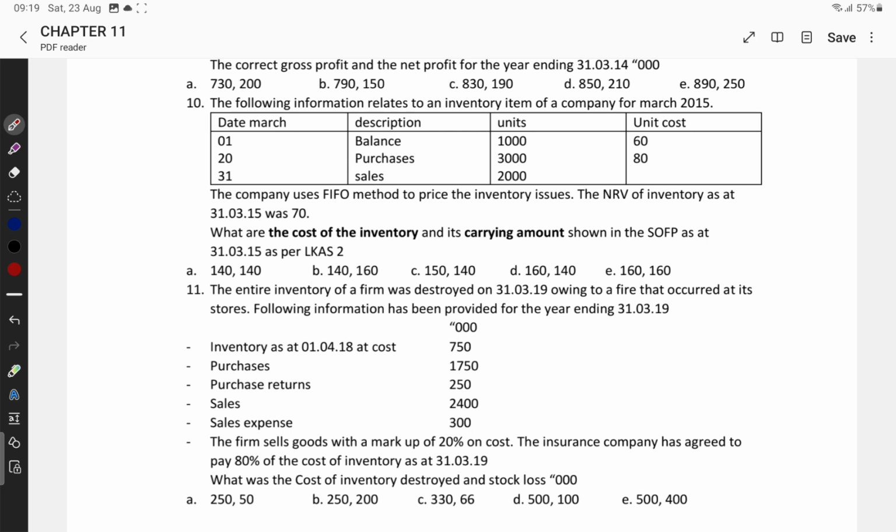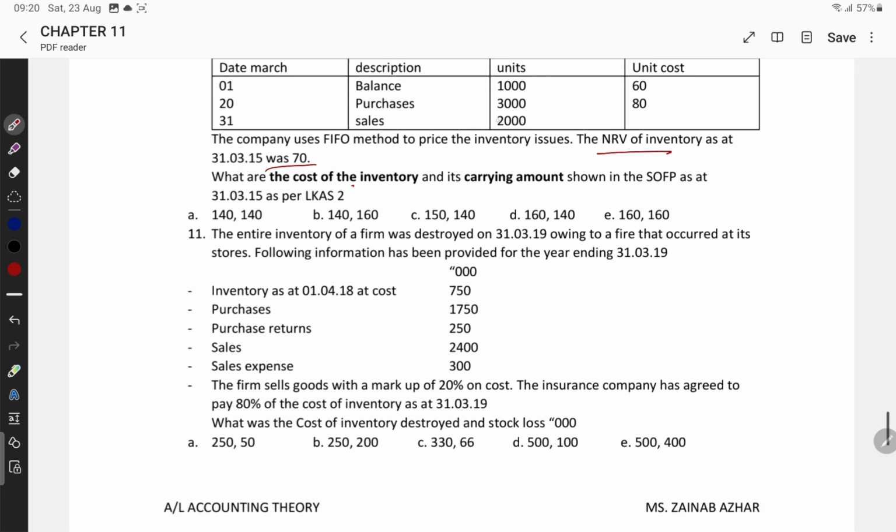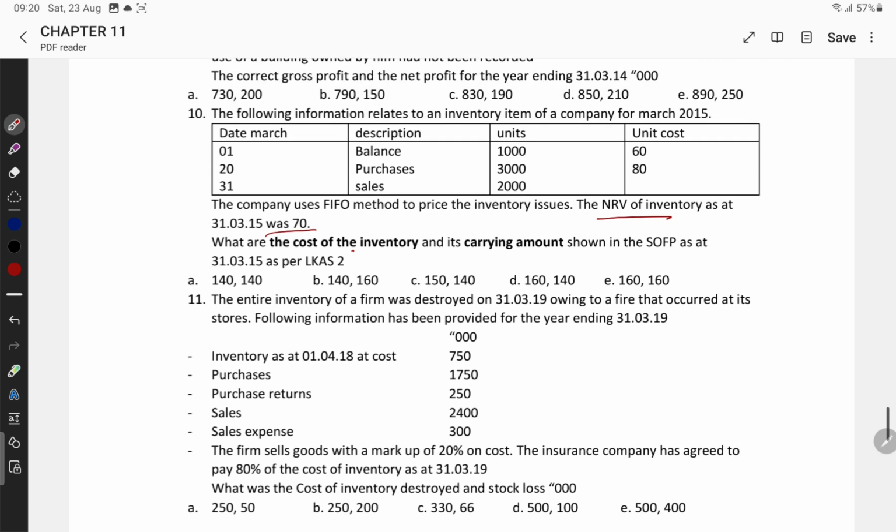The following information relates to an inventory item of a company for March 2015. The company uses FIFO method to price the inventory. The NRV of inventory as of 31st of March was 70. Cost of the inventory and its carrying amount. So we had 1,000 units. I purchased 3,000 units, means totally we had 4,000 units of inventory. I have sold 2,000 units, means 2,000 units of inventory is remaining.